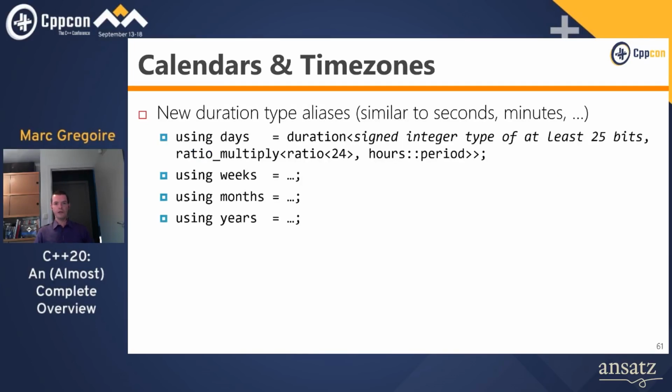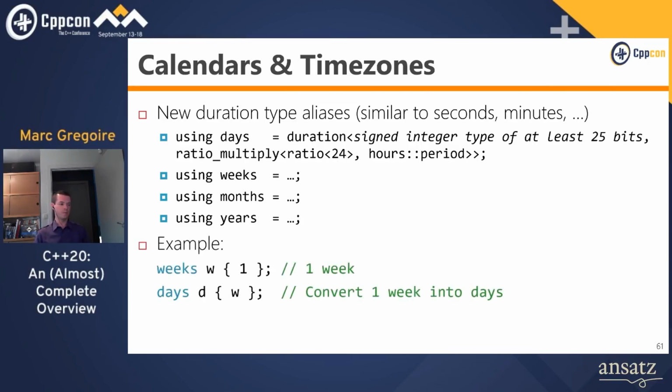There are a couple of new duration type aliases. Before, in C++11, we already had seconds, minutes, hours. Now we have also days, weeks, months, and year. So if I have, for example, an object that represents 1 week, I can convert it to days.